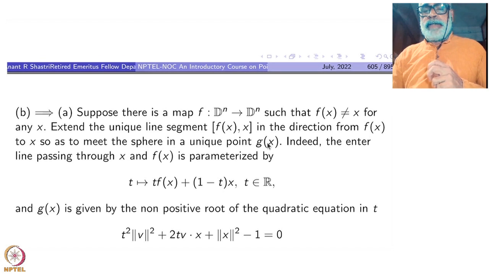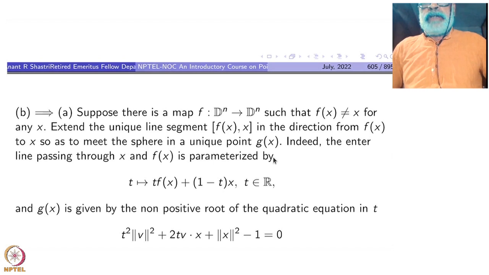So why does this make sense? Because the entire line segment is contained in the closed unit disk. Maybe it is strictly inside the unit disk, so you will have to extend it. As soon as you extend it, because the entire thing is a bounded set, it will have to hit the boundary somewhere. So it hits the boundary, the sphere. So this is just a geometric way of getting this function g. In olden days, that was enough for people to understand that g is continuous. Even today, I can leave it as an exercise.